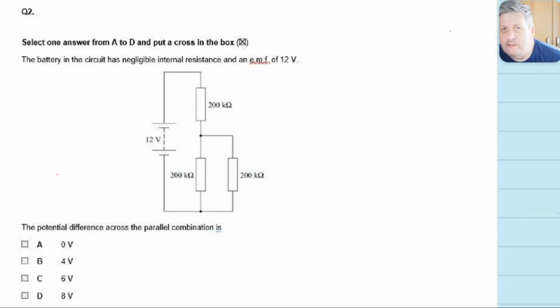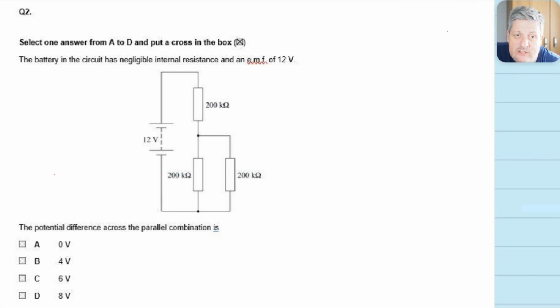Welcome to the video. We're going to be looking at some tricky questions for potential dividers for A-level physics. The first thing is we need to read the information that's given carefully. So the battery in the circuit has negligible internal resistance. So what that means is we don't need to worry about internal resistance in this question. We can just put that aside.